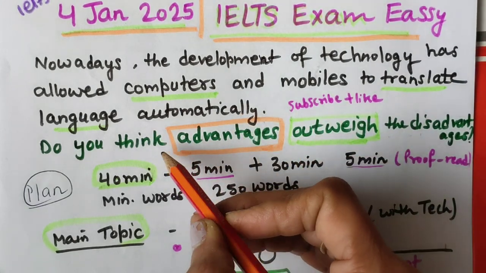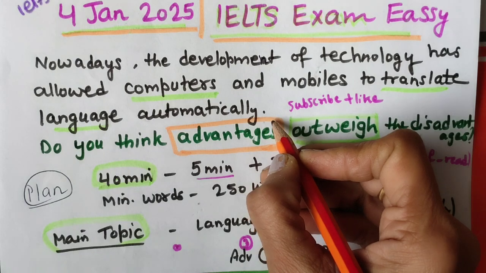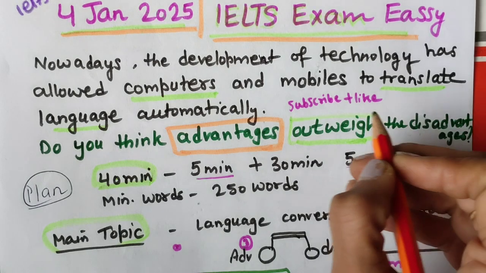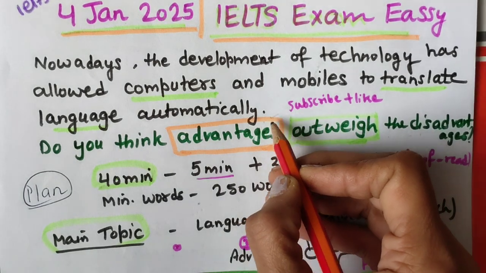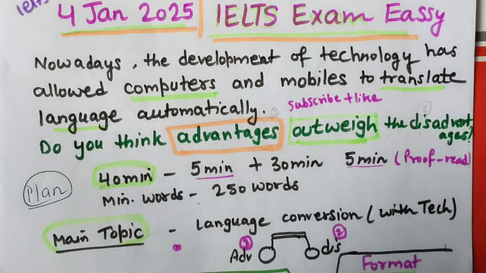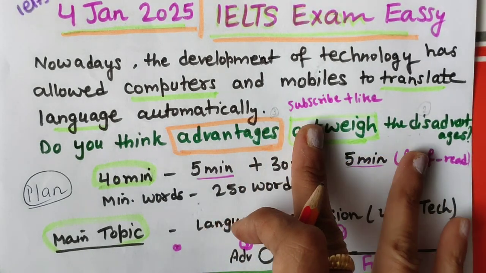If you say yes, it has more, then you will be writing at least two or three advantages, and here also two advantages. But if you say that it has more advantages, then you can write three advantages and two disadvantages. Okay, so there should be some imbalance, meaning the balance should not be equal.